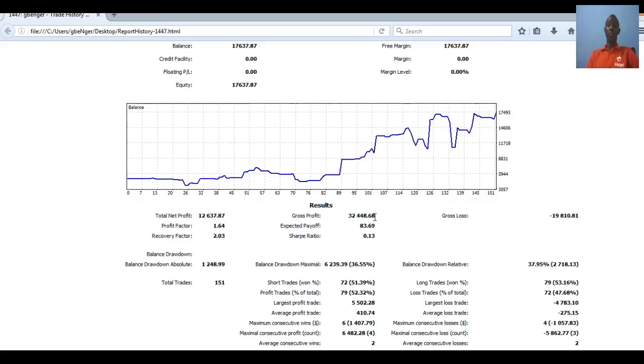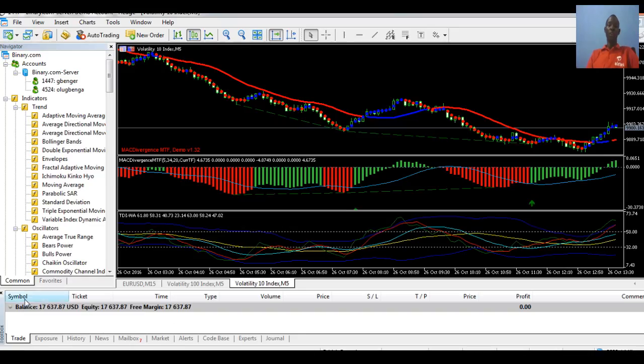They say gross profit is 32,000. That means based on my trade history, gross profit is 32,000 and gross loss was 19,000. That's where I lost this and I was able to make all of this back. So that's how far I've gone, which you guys have seen here. And now presently I don't have any trade ongoing.